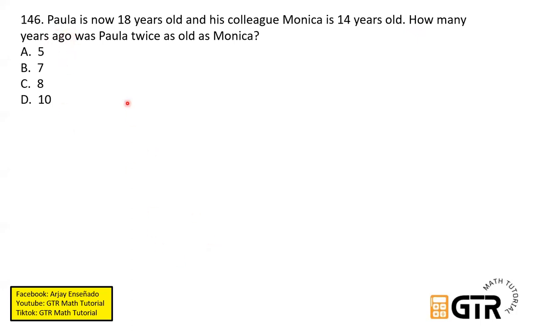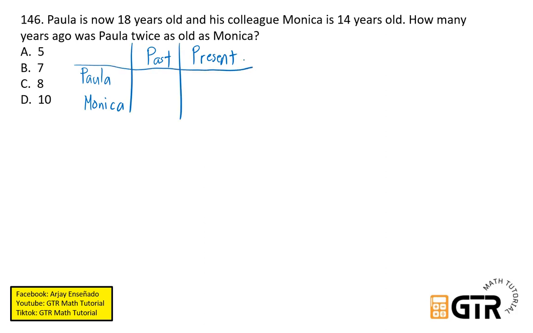Okay? So gawa na natin ang table. Lagay lang natin yung pangalan nila. So yung pangalan ay Paula and then we have Monica. So ang kailangan natin ay yung past and then yung present. Okay, so base dito sa ating problem, analyze natin mabuti.